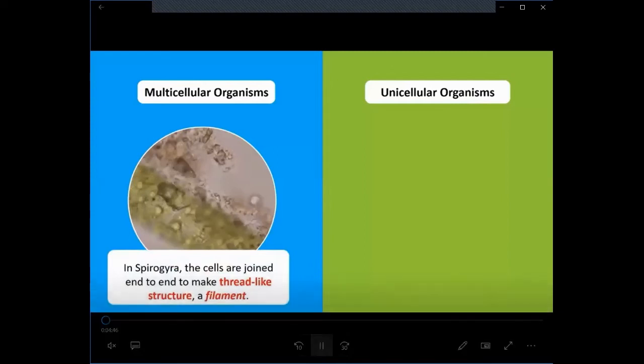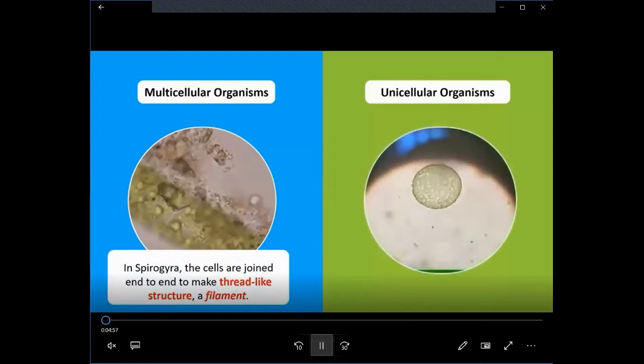While in unicellular organisms, they look like a group. So we can see them because they become bigger, combined together, and they look like a big group or a colony.